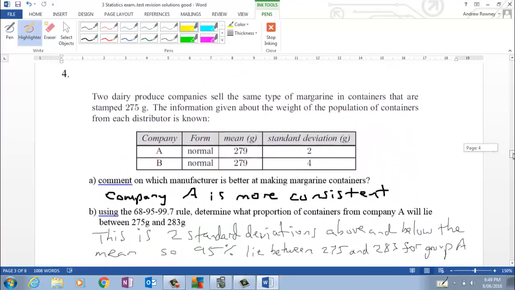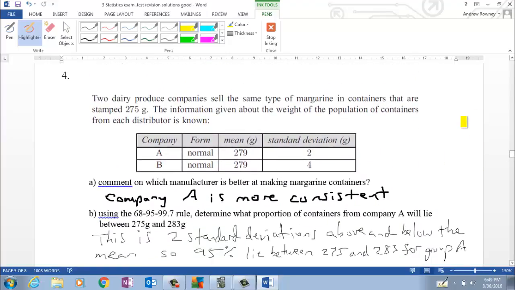This one here is about producing margarine containers. So this company produces the same mean as this one, but the standard deviations are different. So this company here is more consistent in producing cans centered around this 279 mean, whereas this one's more varied. Okay, comment on which manufacturer is better at making margarine containers.